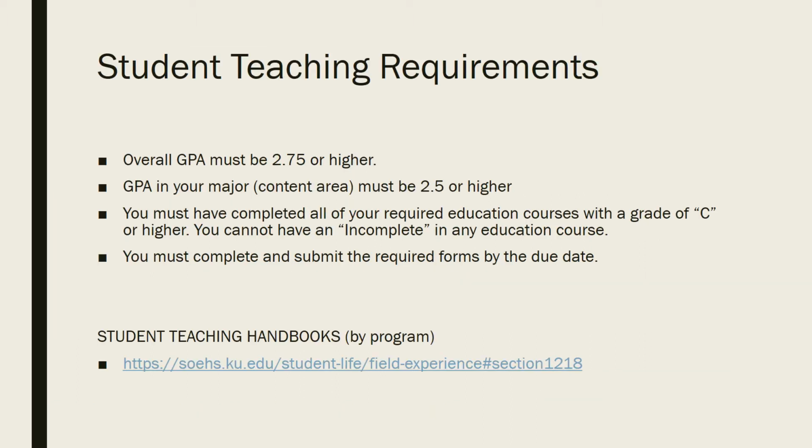Listed below are the bare bones requirements to be eligible to student teach. Your overall GPA must be a 2.75 or higher. Your GPA in your major, which is your content area, must be a 2.5 or higher. So if you're Spanish education, these are your Spanish courses. If you're language arts, these are your English courses.